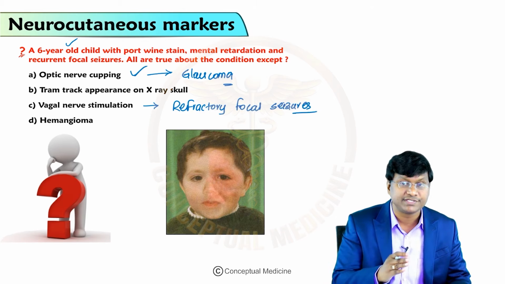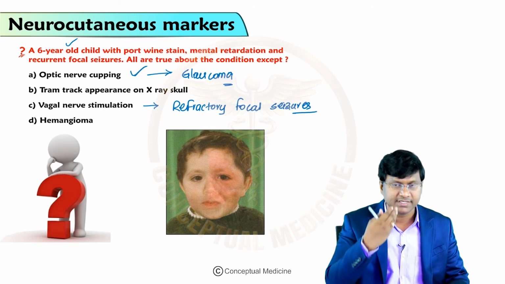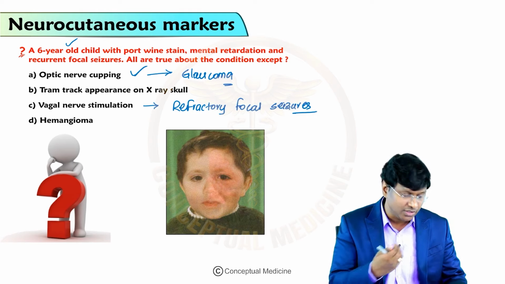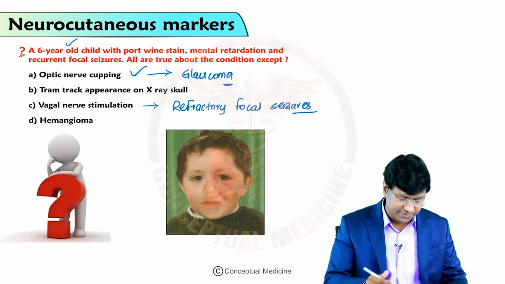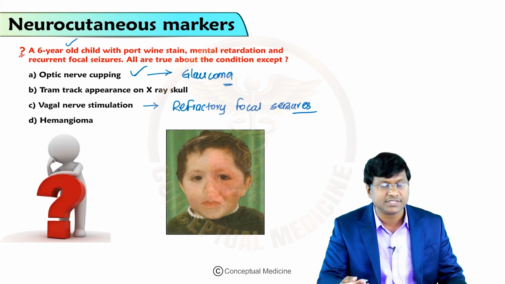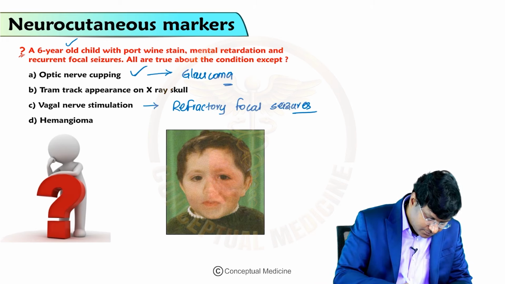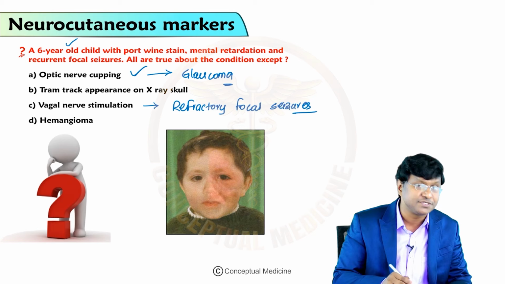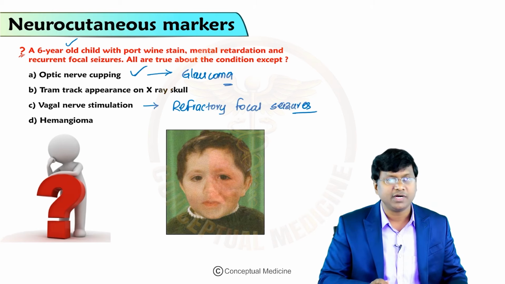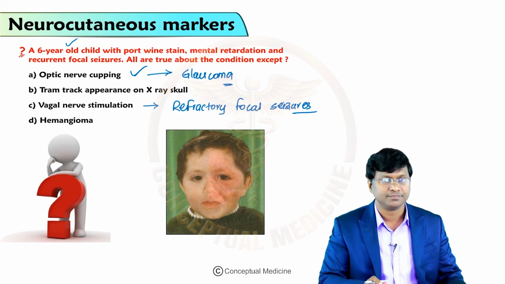They are the tonic-clonic seizures that you see on the contralateral side of the facial nevus, right? On the contralateral side of the facial nevus. So for that you need to give the vagal nerve stimulation, because these individuals are refractory to medical management. So vagal nerve stimulation will be definitely useful. But hemangiomas, the fourth option, are not features that you will come across in patients with Sturge-Weber syndrome, right?